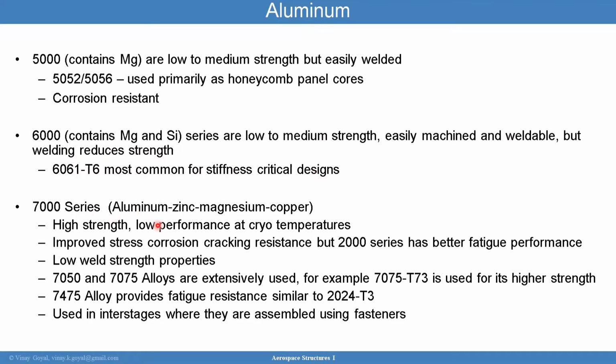The 7000 series is an aluminum, zinc, magnesium, copper alloy, and this one gives you high strength, but low performance for cryo. So if I have a cryo application, I don't want to use 7000. The brittle behavior becomes quite severe. The 7000 does give you good corrosion resistance, but the 2000 gives you better fatigue performance. So you have to select; it's a balance all the time.